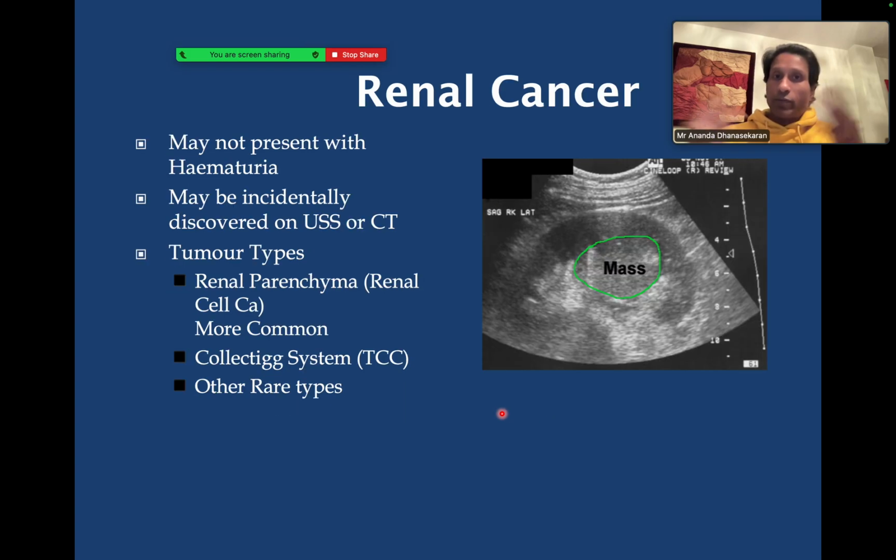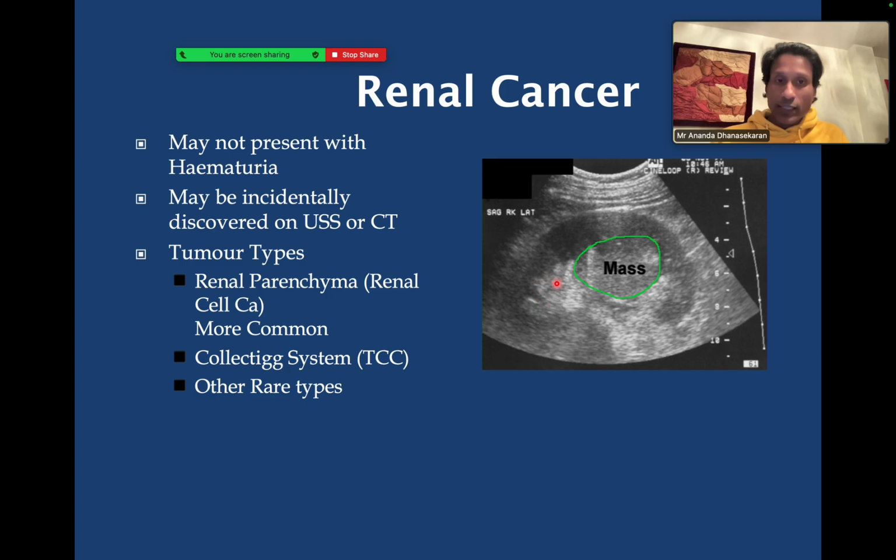And now we'll go to a different organ. We are going to the upper tract, renal cancer. So this ultrasound shows there is a mass lesion here. It's not very clear in the ultrasound because ultrasound is not the investigation of choice for renal cancer. But a lot of times when a GP orders an ultrasound, that may be the first point where some suspicious lump is noted in the kidneys.